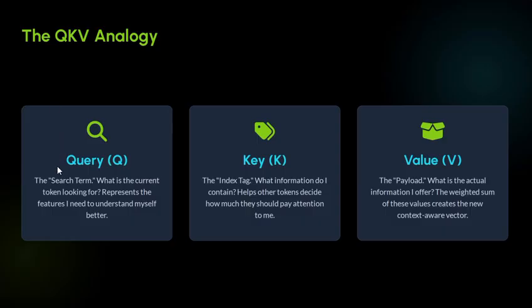So the query is the search term, what the current token is looking for, and this represents the features I need to understand myself better. Huh? I don't know, bro. The key is the index tag, what information do I contain, and it helps other tokens decide how much they should pay attention to me. And then the value is the payload, the actual information I offer, and the weighted sum of these values creates the new context-aware vector.